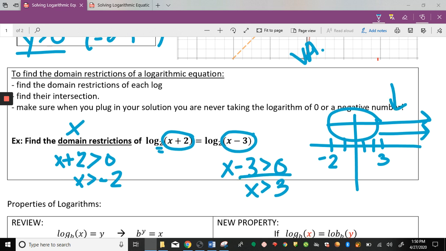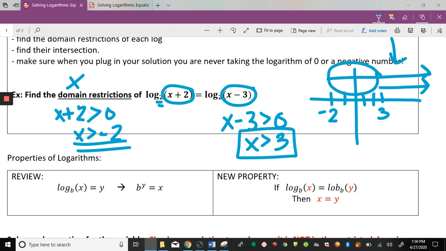So you would use this x is greater than 3 as your overall domain restriction for this equation, because the one I'm underlining here does not restrict that region right here that I circled. So there's some values there that will work for that left-hand side that won't work for that right-hand side. And we'll see that kind of in practice here.